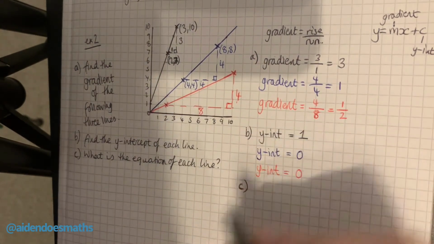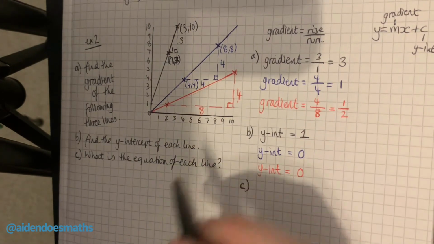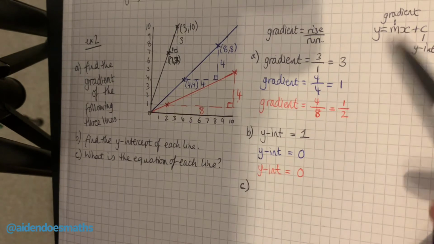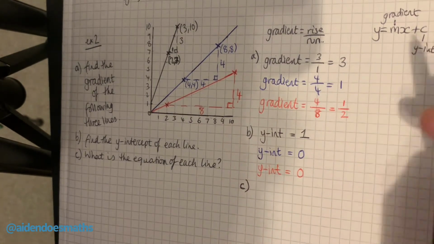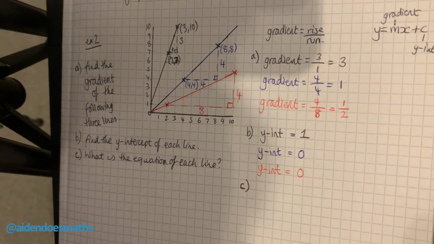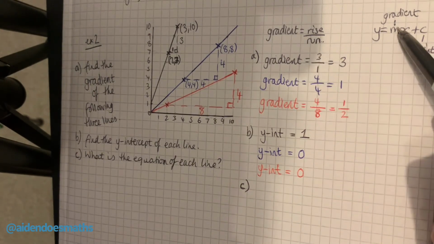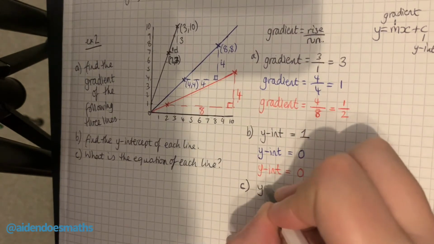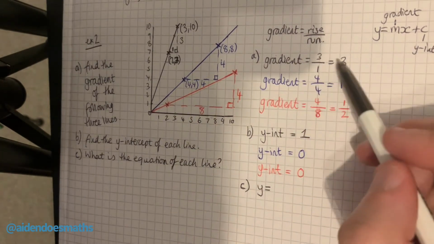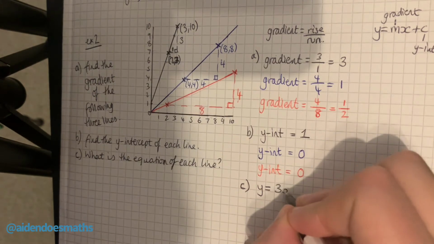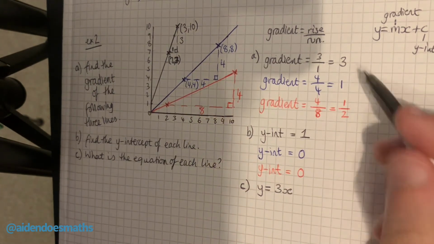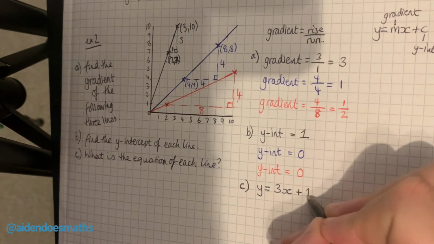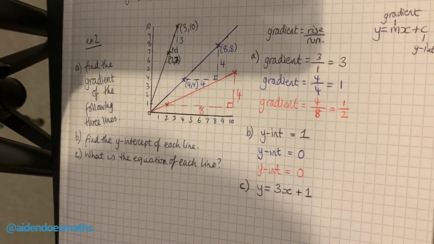Finally, for part C, we need to write the equation of each line. So for our black line, we've got a gradient of 3, we've got a y-intercept of 1. So we're just going to copy this rule here, leave y as y, leave x as x, and we're just going to substitute our gradient in place of m, and our y-intercept in the place of c. So we've got y equals, instead of m, for our black line was 3. We're going to keep x there. And then our y-intercept was 1, so plus our y-intercept. So the black line is y equals 3x plus 1.